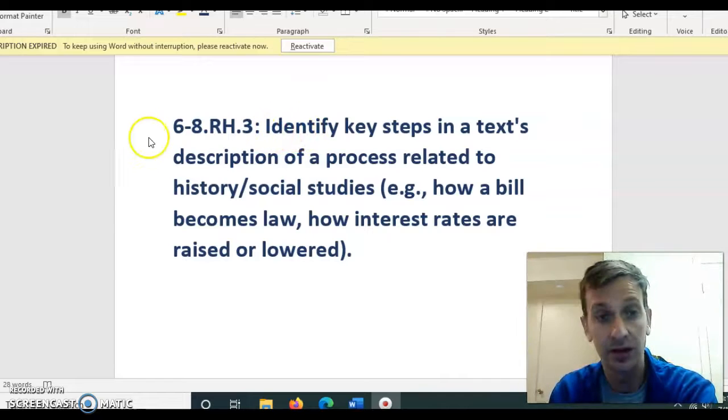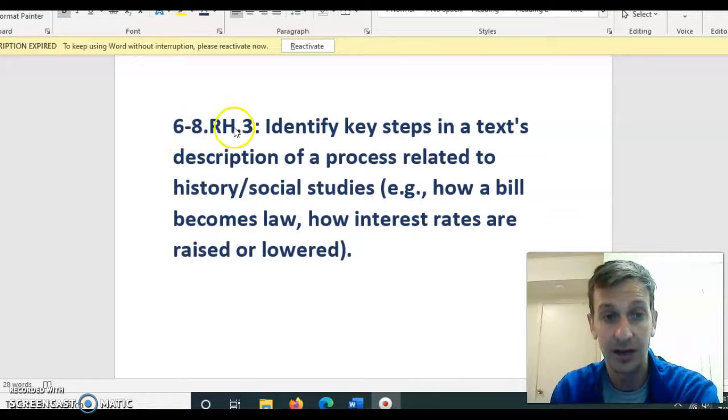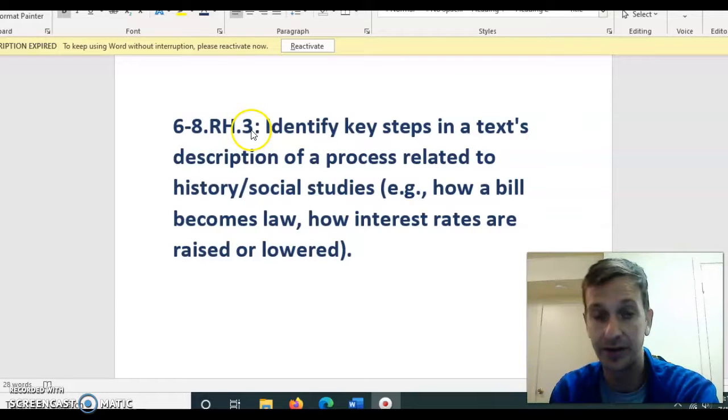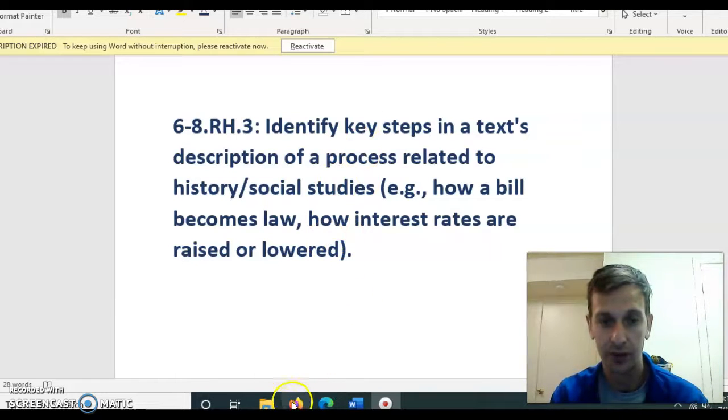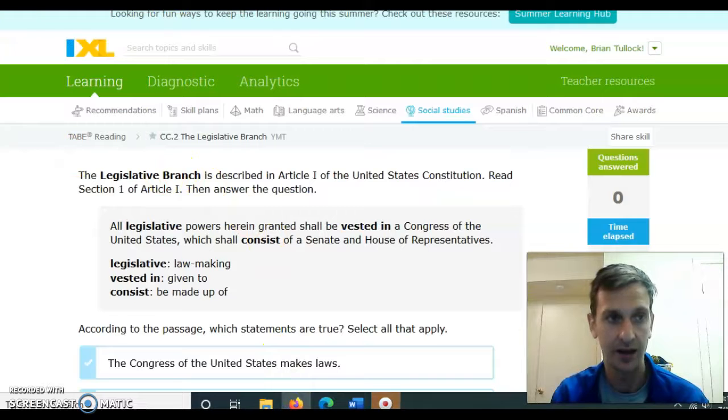So today we're going to look at this Common Core skill, 6-8.R.RH.3, which means nothing to you, but if you want to Google this skill, you can find good practice activities. This skill that you need to know for your TABE test is identifying key steps in a text description of a process related to history, science, or social studies. For example, how a bill becomes a law, how interest rates are raised or lowered, etc. So what we're going to do is take a look at IXL.